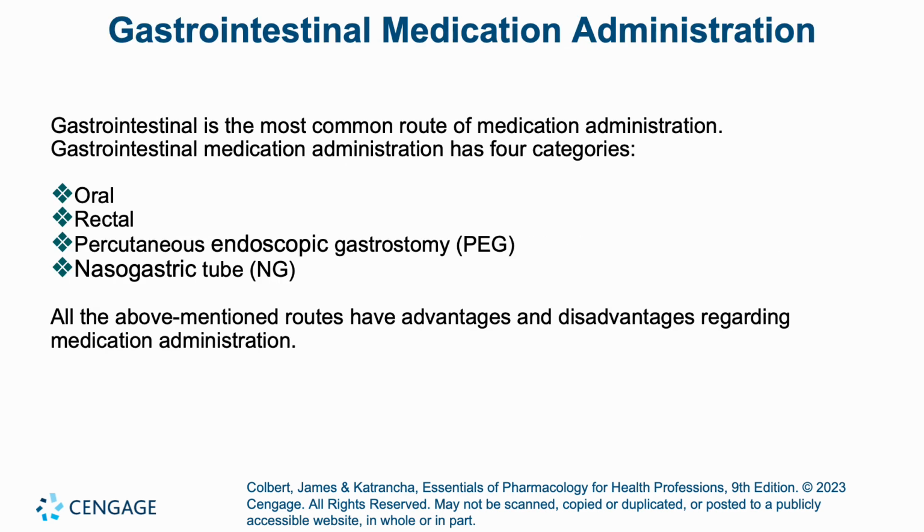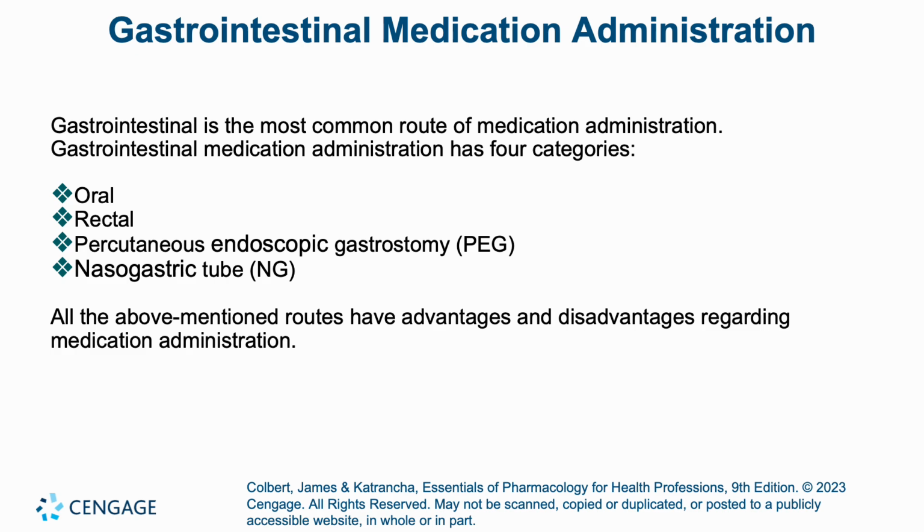So what do we need to know about gastrointestinal medication administration? Gastrointestinal is the most common route of medication administration. As we talked about in a previous lecture, it is usually the most cost-effective, as well as the most convenient for the consumer and especially for home use. Gastrointestinal medication administration has 4 categories: oral, rectal, percutaneous endoscopic gastrostomy or PEG, and nasogastric tube, NG.